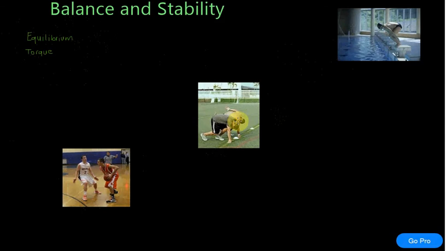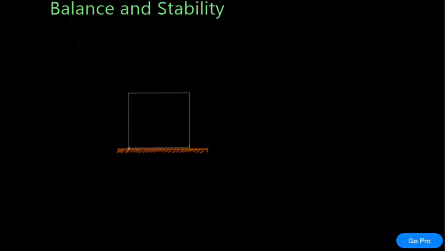So what do we need to understand around this whole concept of balance and stability, and where do equilibrium and torque feature in all of this? Okay. So, to explain that, we're going to start off fairly simple. Let's say, for example, we have a block resting on a table and it's kind of pinned on one edge.